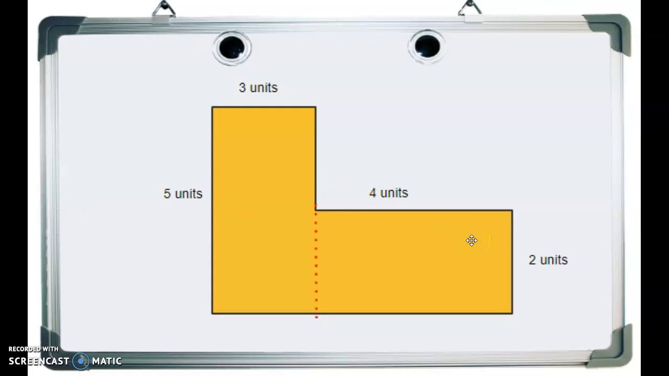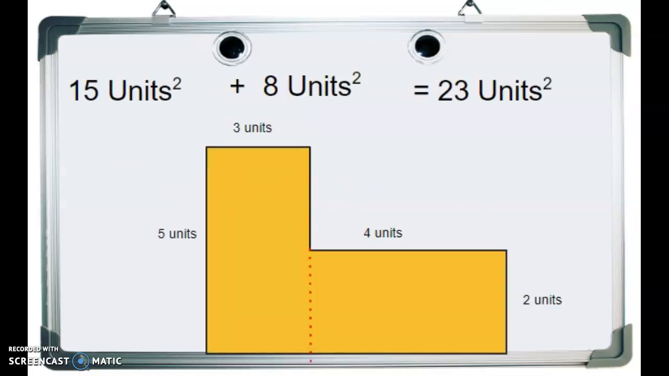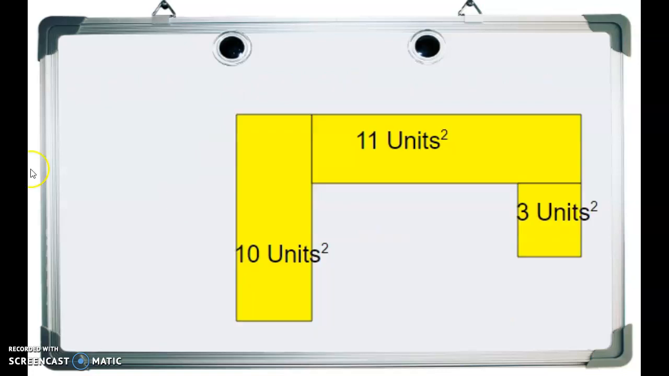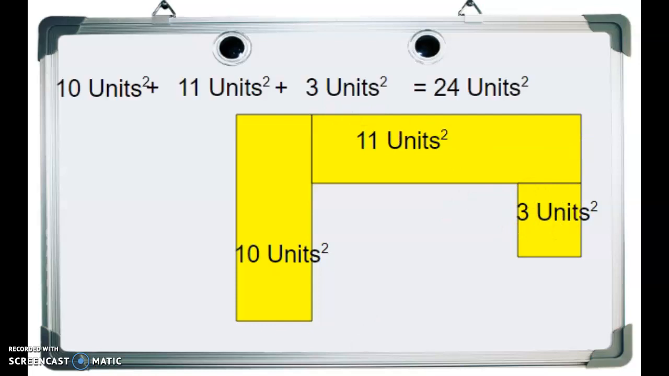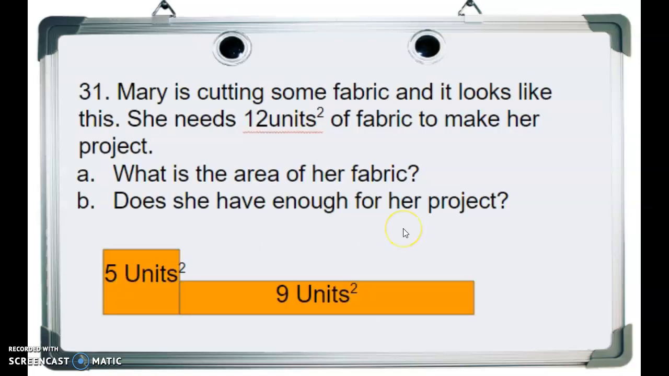For example, with this shape, we found the area of this rectangle plus the area of this rectangle, and that gave us the answer. For this shape, we found the area of this rectangle plus this one, and that gave us the answer. For this one, we took it a step further to do it in real life, and not only found the area of the shape, but also figured out, does she have enough to make a project? If she has more than what she needs, then she's good. But if she has less, then she's not.